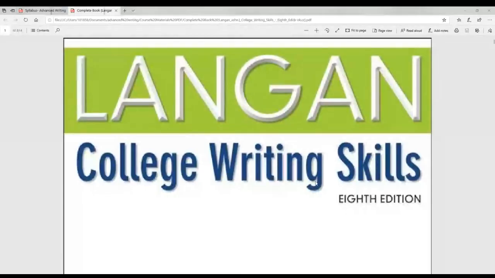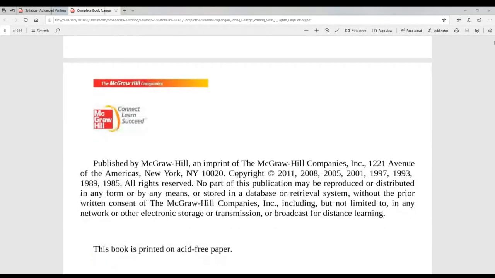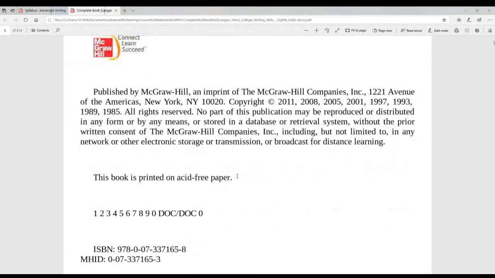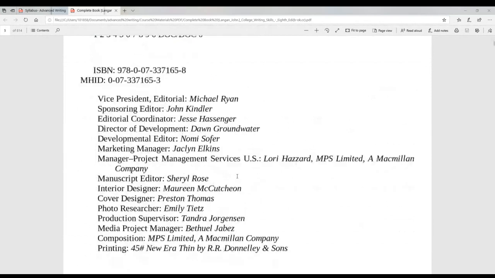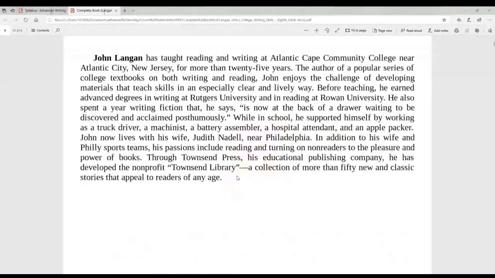Yeah, this is the textbook, College Writing Skills, 8th edition. It is a very interesting book. It's also a very large book. We have 814 pages, but we are not going to cover the whole book during one course. It's impossible for us to do that. We are going to select some topics from the book, as I said before.